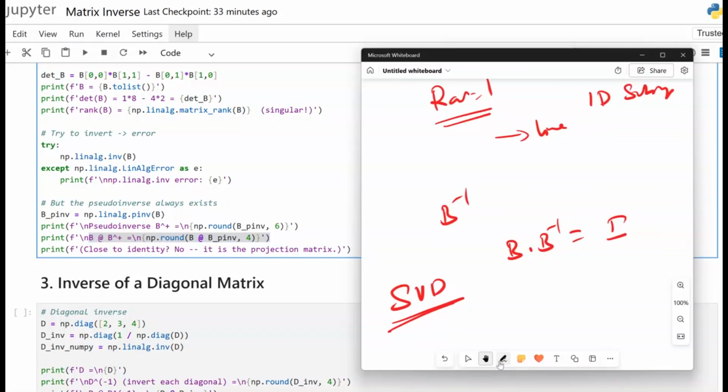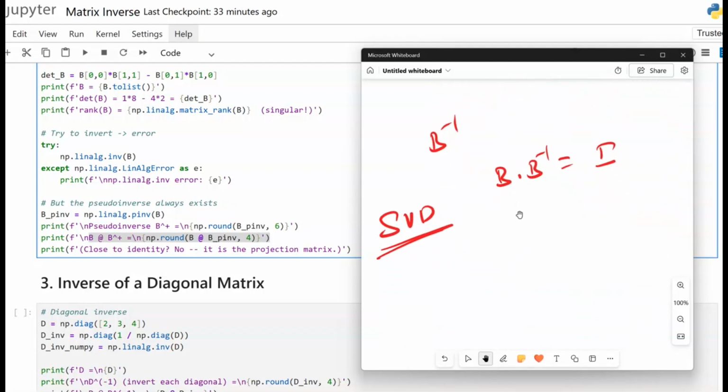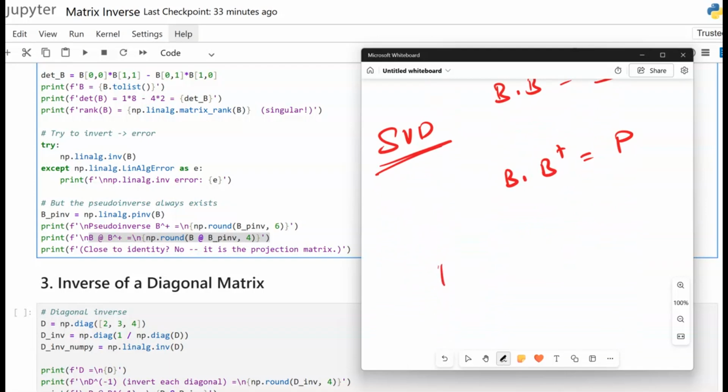Why? Because B multiplied by B inverse is equal to I, but here B multiplied by B plus, that product, is not the identity matrix. Actually, this gives P, a projection matrix. The projection interpretation: P, which is equal to B multiplied by B plus, projects any vector onto the column space of B.